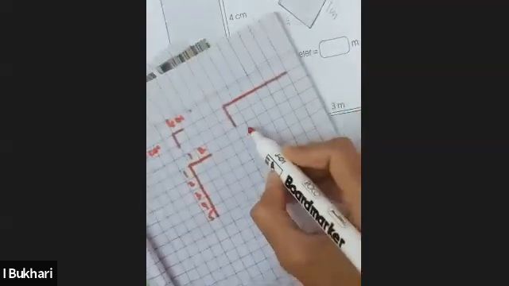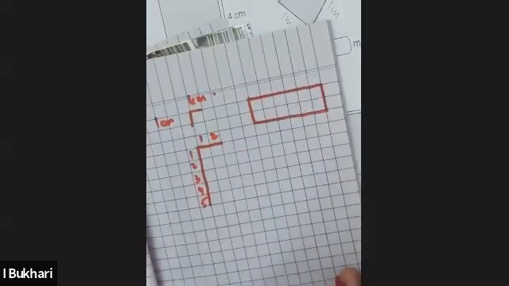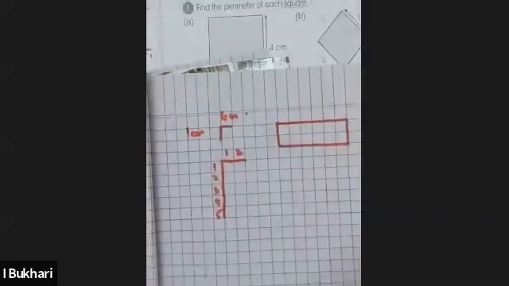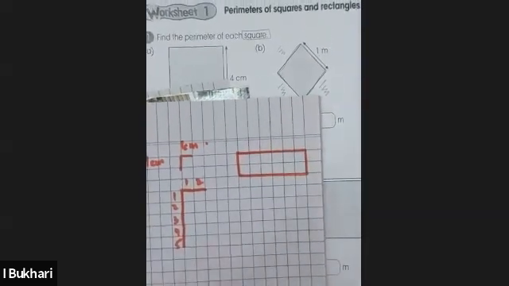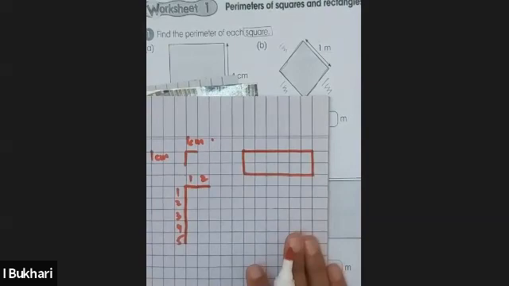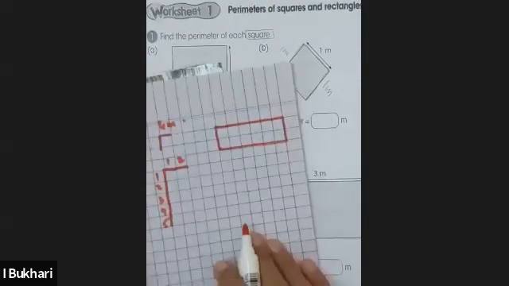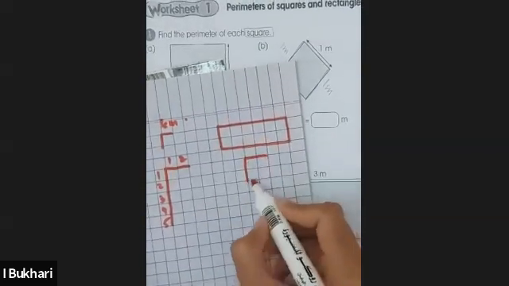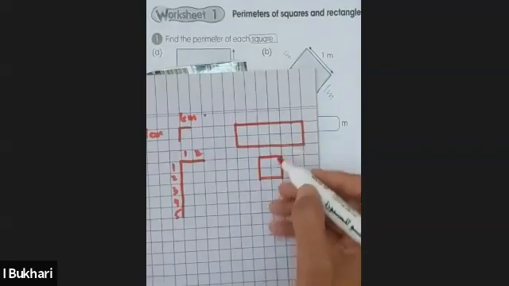Is this a rectangle? Is this a rectangle? No? Yes. Why? What made you say that this is a rectangle? Yes, beta, it's okay. You can tell me in your own words. Tell me in Urdu if you want. It's okay. Okay, what is this? Square, right? So what is the difference?